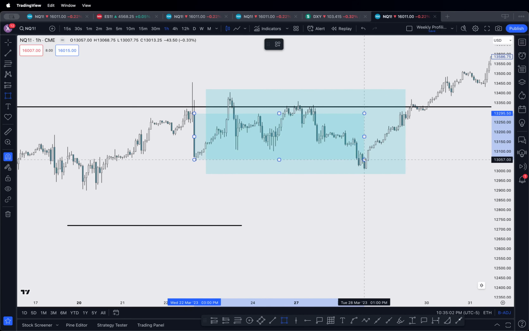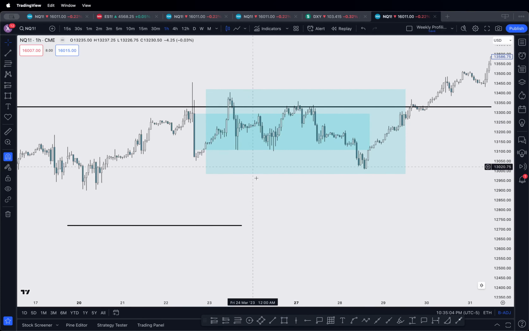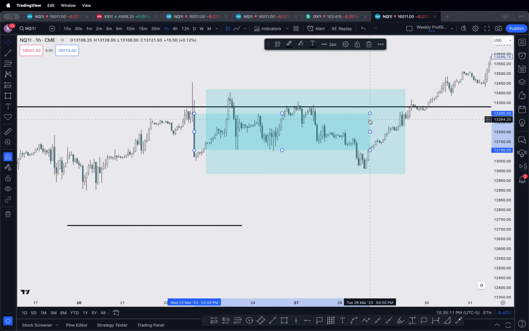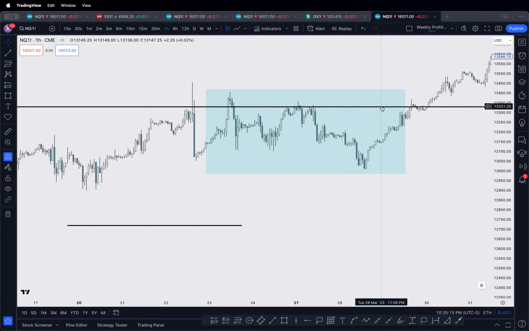How many people do you think lost money trading this? Reversal lower. Probably a lot. A lot of us, right? But we knew the weekly draw wasn't lower. Where's the weekly draw? This line here, right?